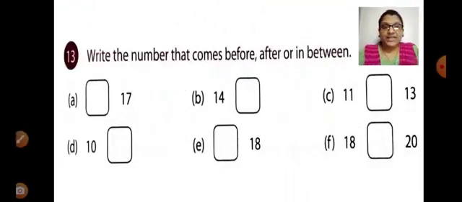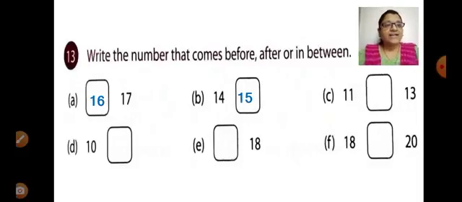Question number 13. Write the number that comes before, after or in between. Here we have to fill in the boxes with the correct numbers. First question, dash 17. Which is a before number? What comes before number 17, children? Yes, 16 comes before 17. Next, number 14, dash. Which number comes after 14? Number 15.